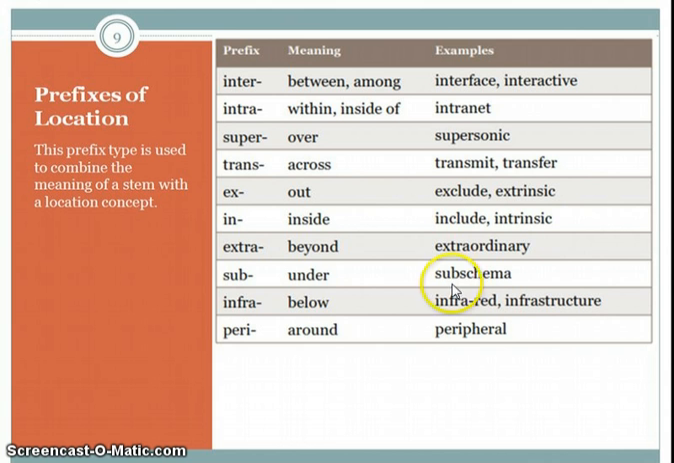Submarine, subschema. Infra, below. Infrared, infrastructure. Peri is around, peripheral. So many of these words you already know. You know the prefixes and you know the core meaning, so you put it together.